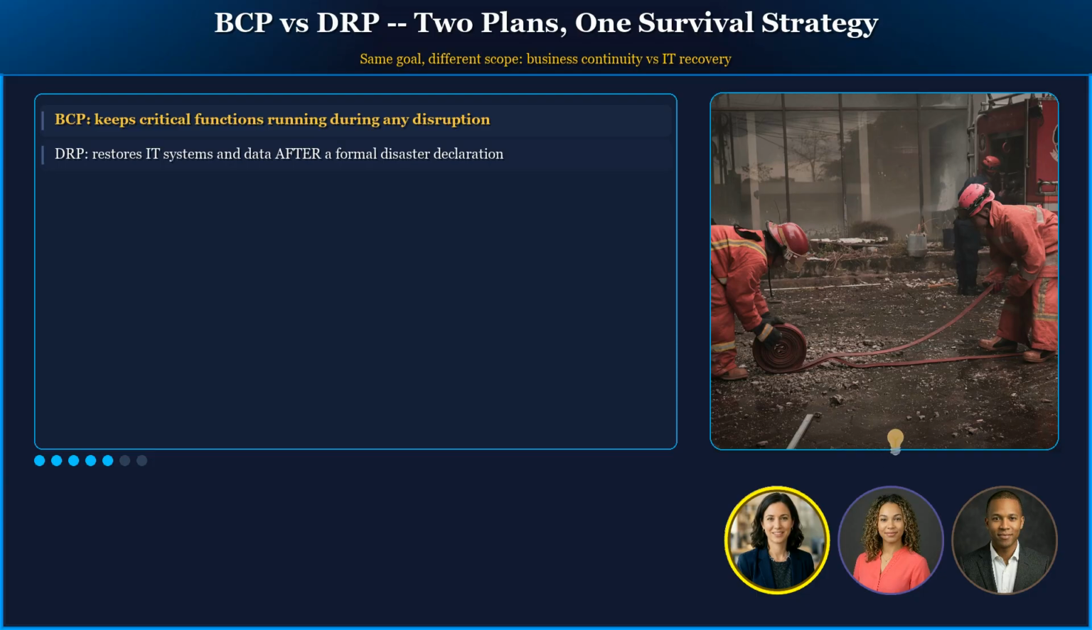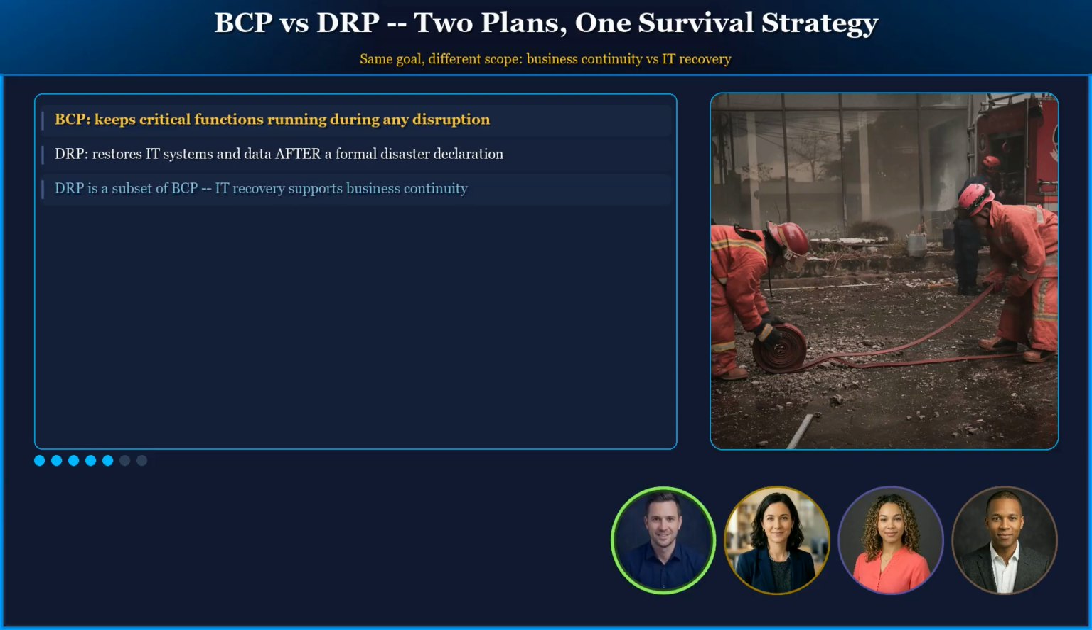Business continuity plan is broad. It covers people, processes, alternate facilities, communication chains, and vendor agreements. Right, core. Business continuity plan is the emergency operations framework.